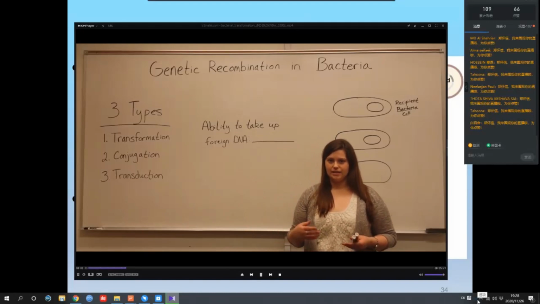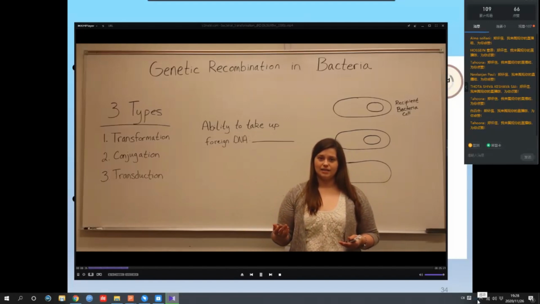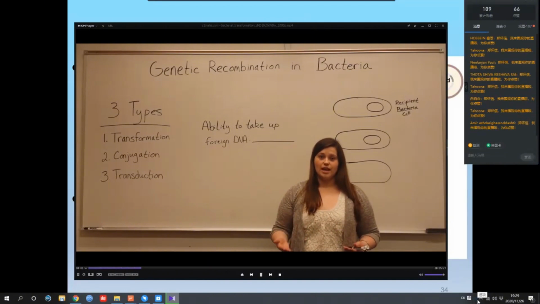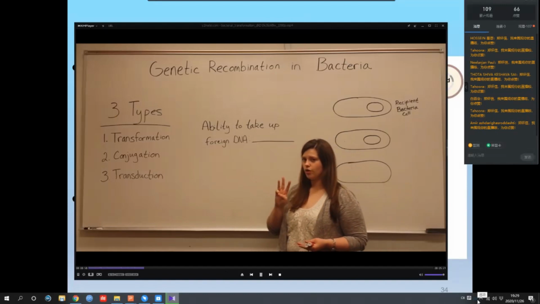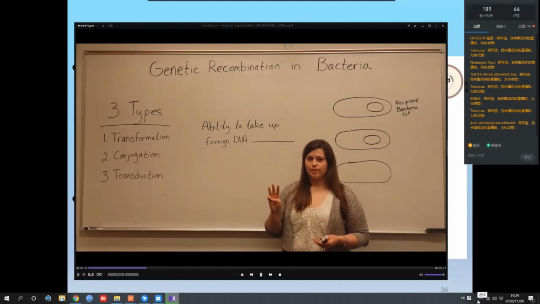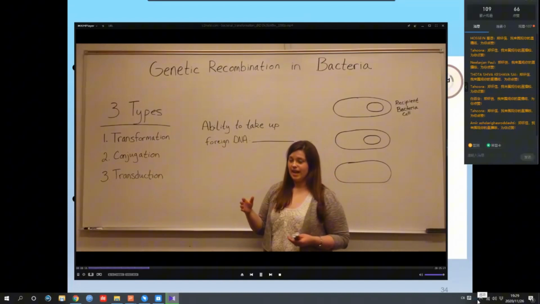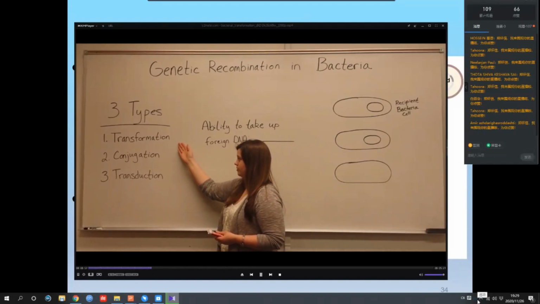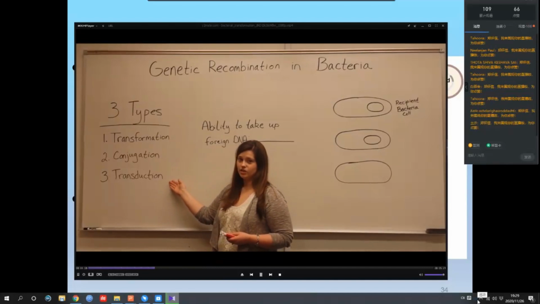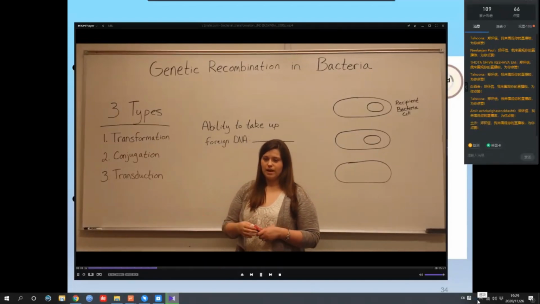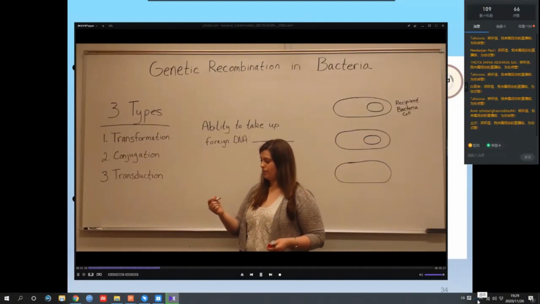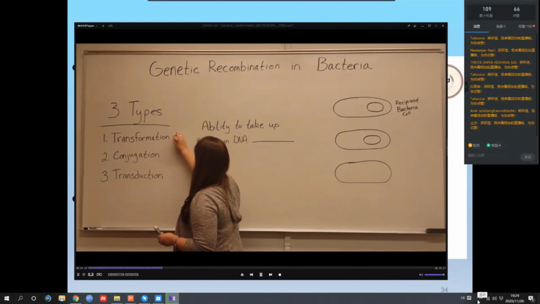For example, they might gain new DNA that codes for toxins, or that codes for virulence factors, or that codes for antibiotic resistance, and the bacteria cell can actually gain new functionality this way. There are 3 different mechanisms by which bacteria can obtain foreign DNA. These are transformation, conjugation, and transduction. I have videos on all 3 of these mechanisms, but today let's talk about the first one, transformation.